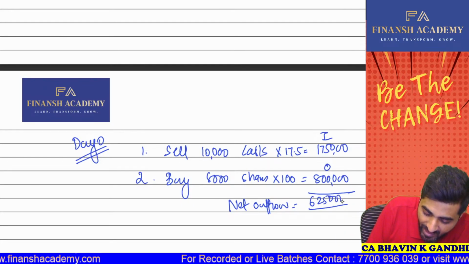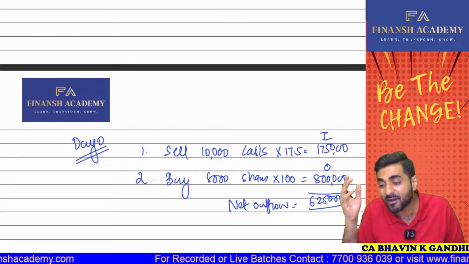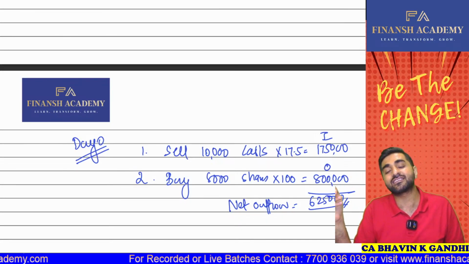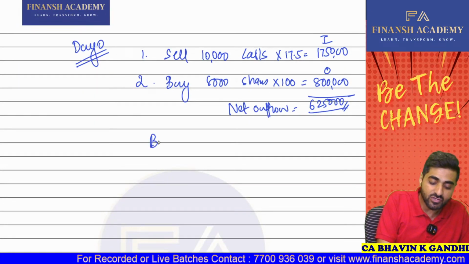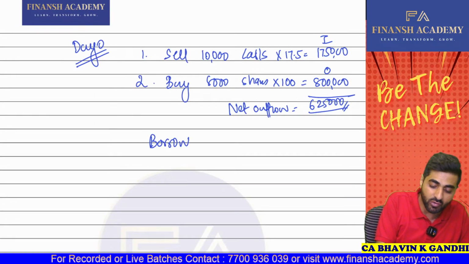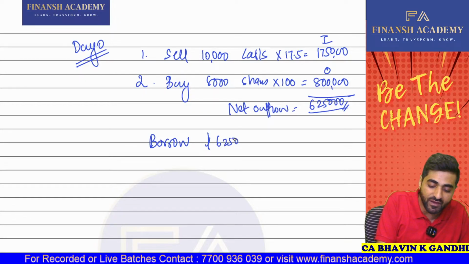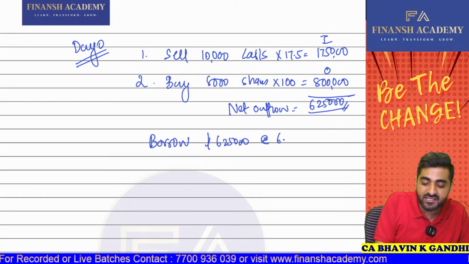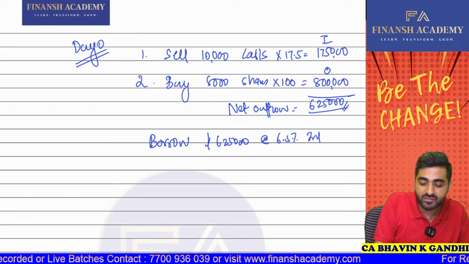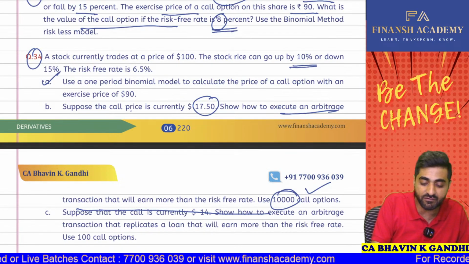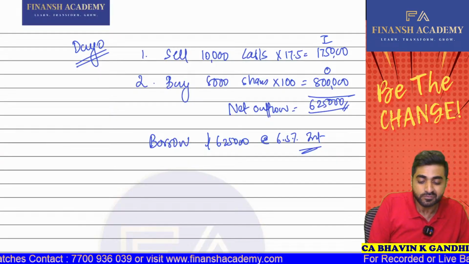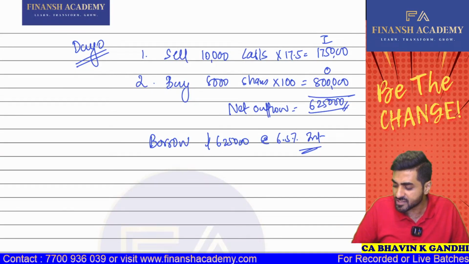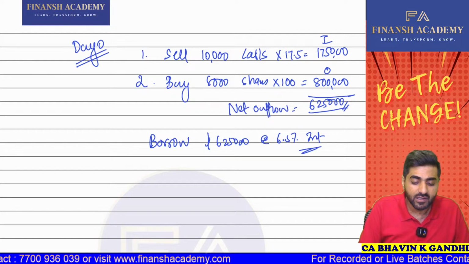Now, obviously, an arbitrager never has any money available. So, what is the arbitrager going to do? Can I say it's going to borrow this? Come on, yes or no? Yes, sir. So, at day zero, we will borrow 6,25,000 at 6.5% rate of interest, which is given to you in the question. Now, my dear students, we are done with this particular part.